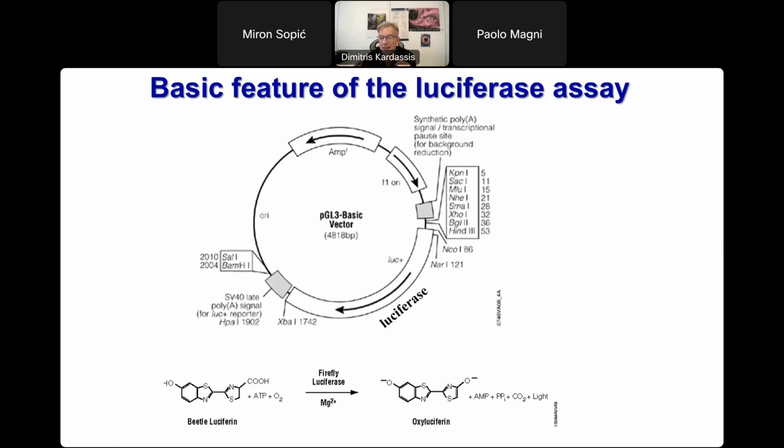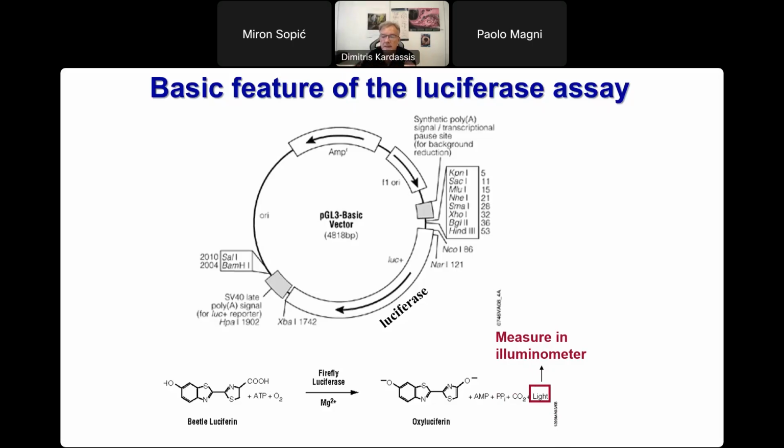The reason these fireflies produce light is because they express luciferase, and the luciferase enzyme catalyzes this reaction. It oxidizes luciferin, which is the substrate, with the help of ATP to oxyluciferin plus AMP plus pyrophosphate plus CO2 plus light. So this is the reaction that produces light that we can measure using an appropriate instrument, which is called the luminometer, which measures bioluminescence.